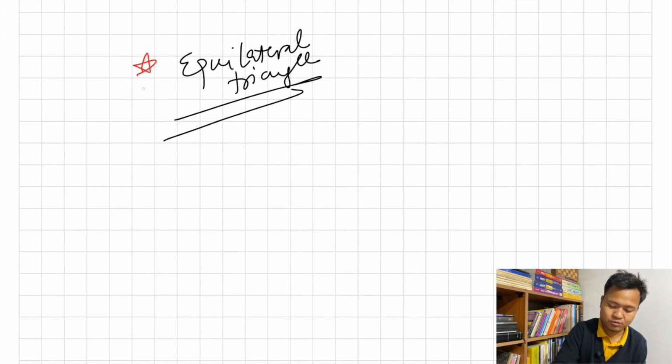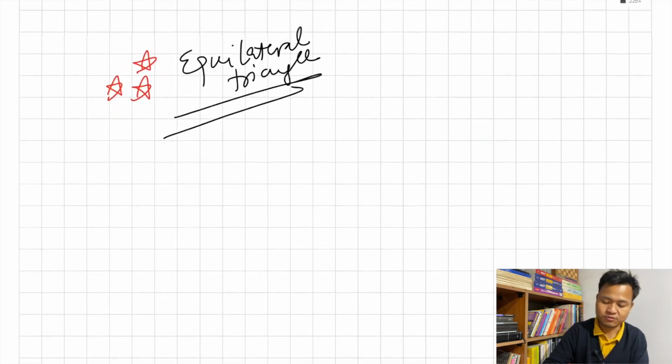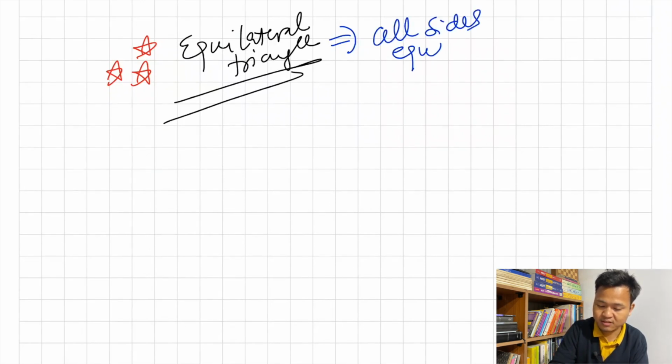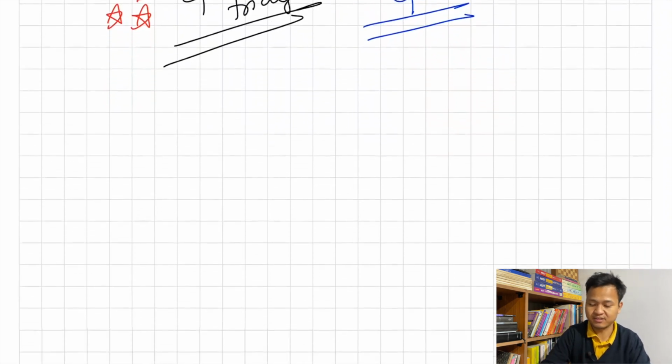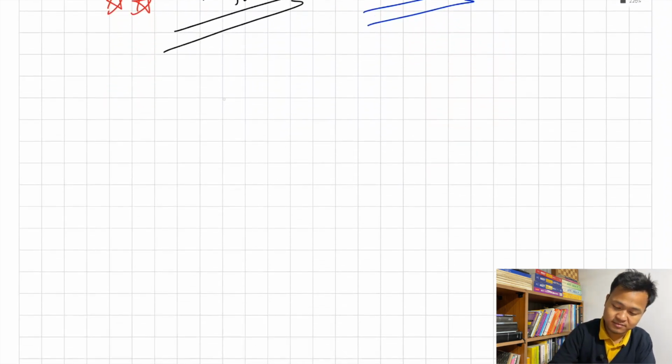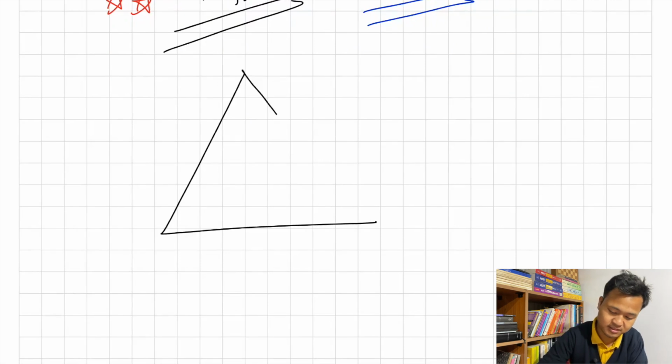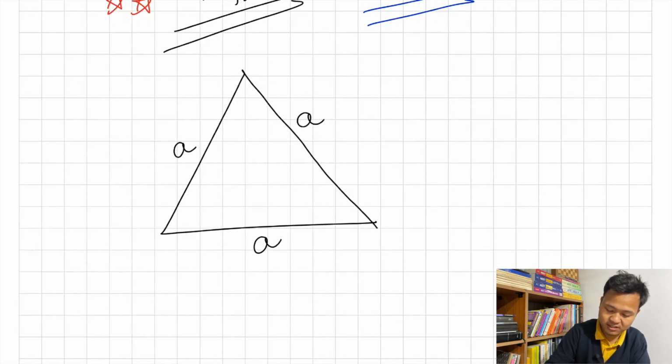Okay, equilateral triangle, very, very important. So you all know what an equilateral triangle is. What is an equilateral triangle? A triangle having all sides equal. Okay, a perfect triangle. So let's say something like this, not perfect, but equilateral. Now, the side here, let's say a.